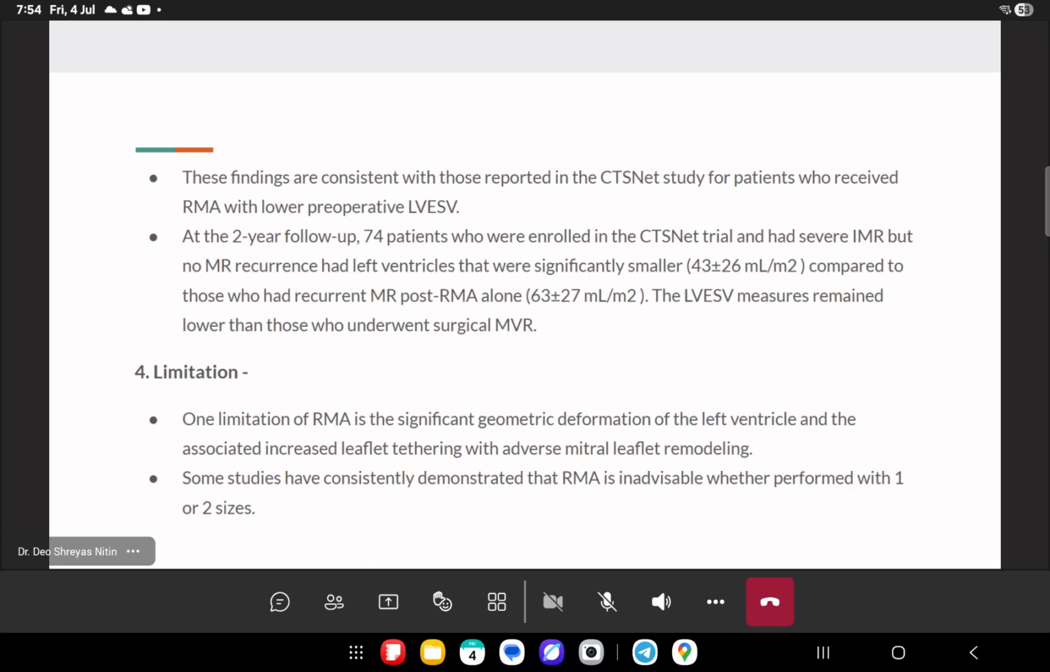One limitation of restricted mitral annuloplasty is the significant geometric deformation of the left ventricle and the associated increased left ventricular tethering with adverse mitral remodeling. Some studies have consistently demonstrated that restricted mitral annuloplasty is inadvisable whether performed with one or two sizes.